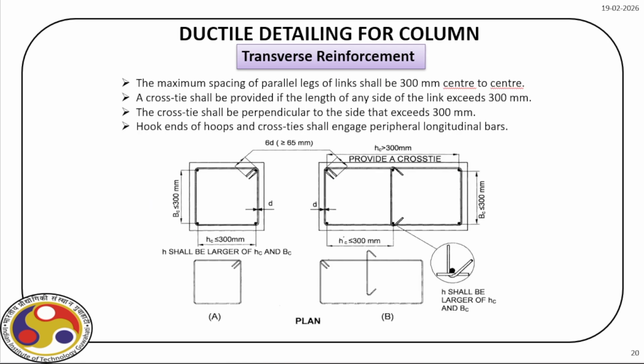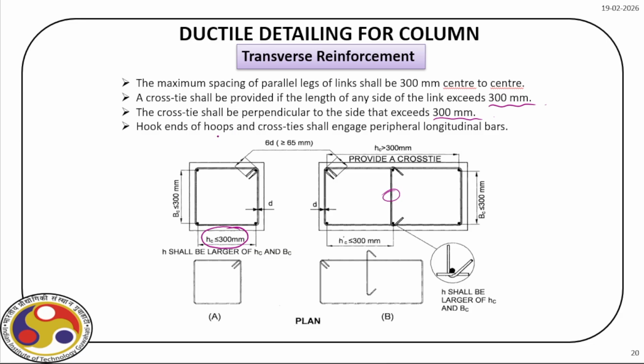Now let us quickly go through the diagrams. These are some of the schematic diagrams as you can see on your screen. The maximum spacing of parallel legs of link shall be 300 millimeter center to center. The cross tie shall be provided if the length of any side of the link exceeds 300 millimeter. As you can see, this distance here is 300 millimeter. So if you have more than that, we have to provide a cross tie here. The cross tie shall be perpendicular to the side that exceeds 300 millimeter.